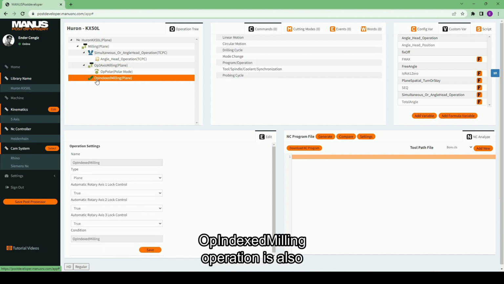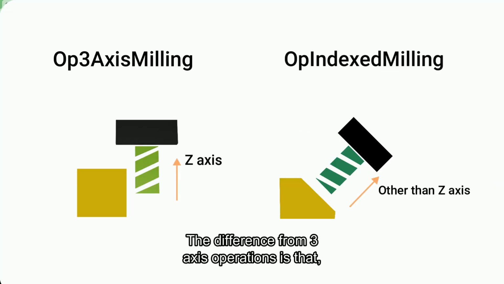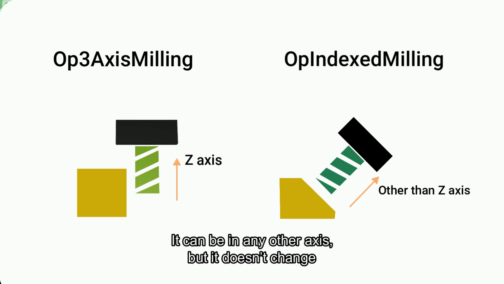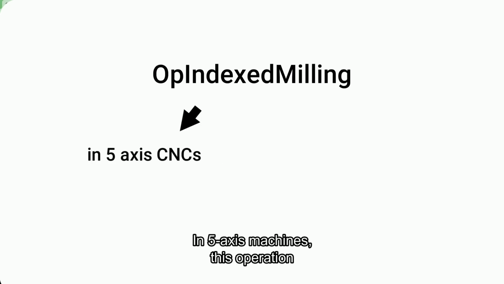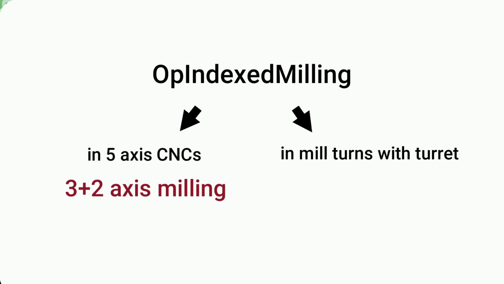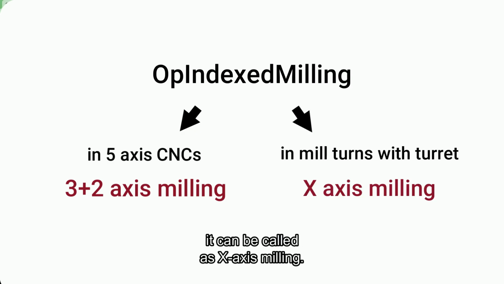Op indexed milling operation is also a standard operation type and is used for indexed milling operations. Then what is indexed milling? Indexed milling is a term used to describe fixed angle milling operations. The difference from 3-axis operations is that the cutting tool is not in the Z-axis orientation. It can be in any other axis, but it doesn't change at cutting moves inside the same operation. In 5-axis machines, this operation can also be called as 3+2-axis milling. And in mill turns with turret, it can be called as X-axis milling.